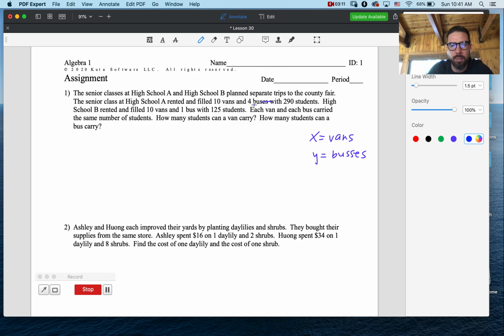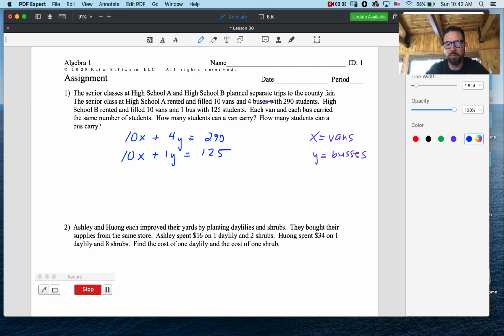Okay, so let's look at this really quickly. 10 vans and 4 buses: 10x plus 4y equals how many kids? 290. Down here we have 10 vans, 10x, and 1 bus, plus 1y equals 125. Now we have our elimination problem already set up for us.